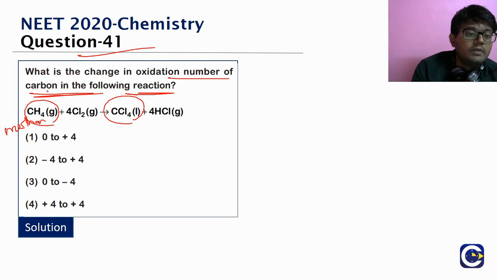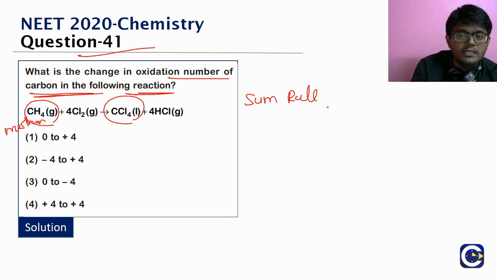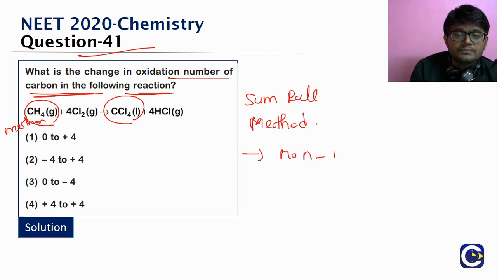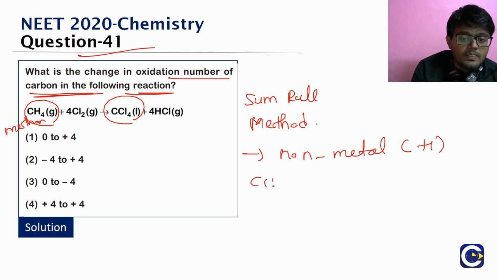Remember, when we look at the method to find the oxidation number, we will use the sum rule method. What is the method that we use to find the oxidation number? It is the sum rule method. With regard to hydrogen, what are the rules that we have? When hydrogen is with a non-metal, hydrogen will be having an oxidation state of +1. So in CH4, carbon is a non-metal, so what is the oxidation state of hydrogen? It will be +1.